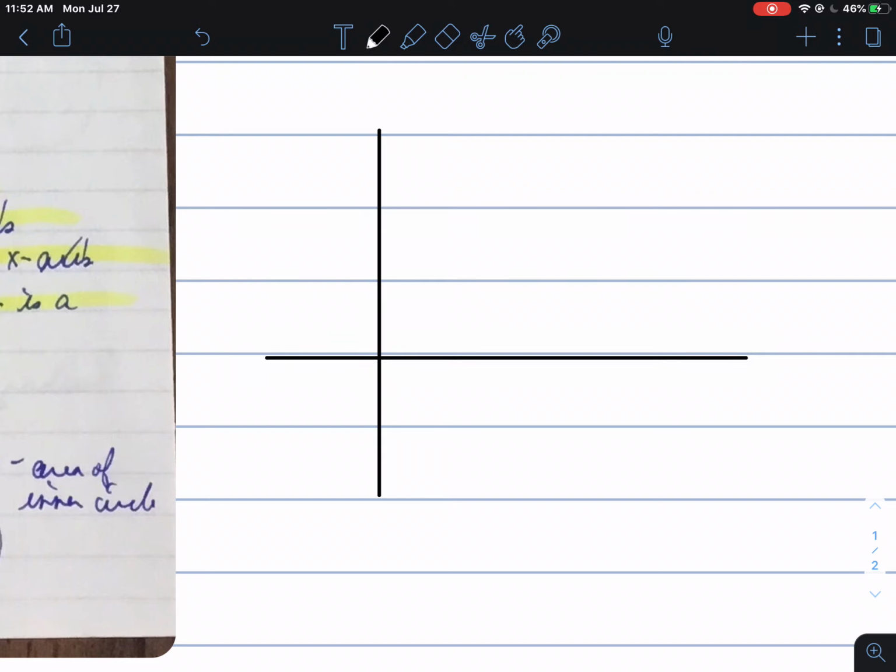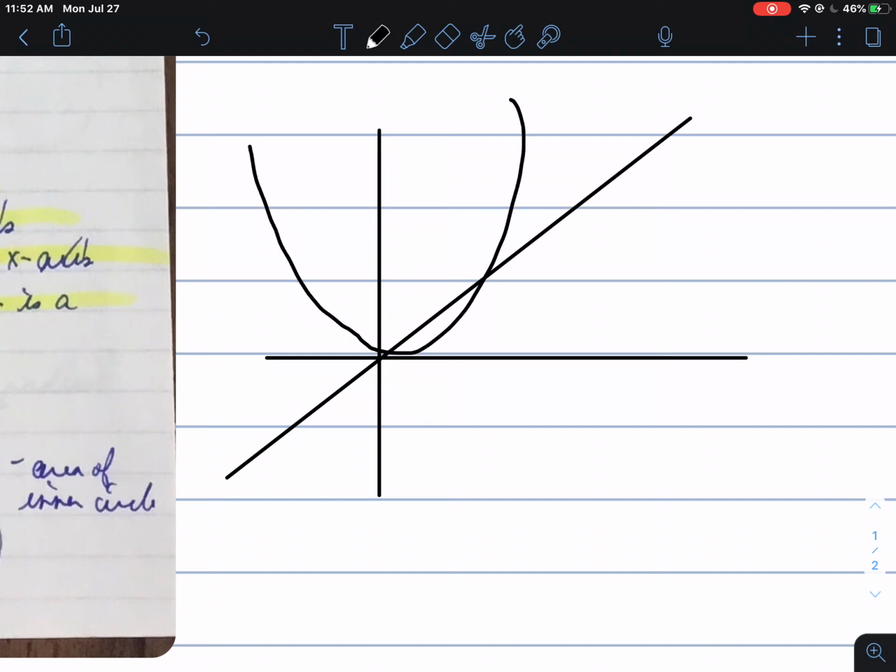All right. So I've got the curve y equals x. Let's try to hit the origin, and then we've got y equals x squared. So these are our two curves, and we're interested in the region that's bounded by those two curves, and then we're rotating it about the x-axis again.